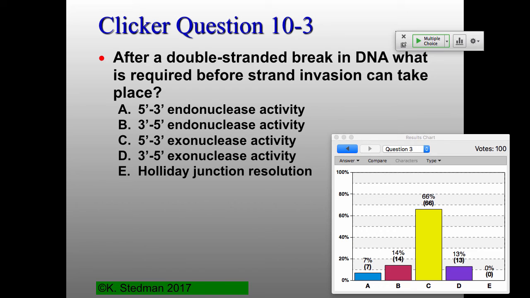What end do you need? You need a 3' end. So you want to have 5' to 3' exonuclease activity. So 66% of you got it right. Yay! So C is the correct answer.